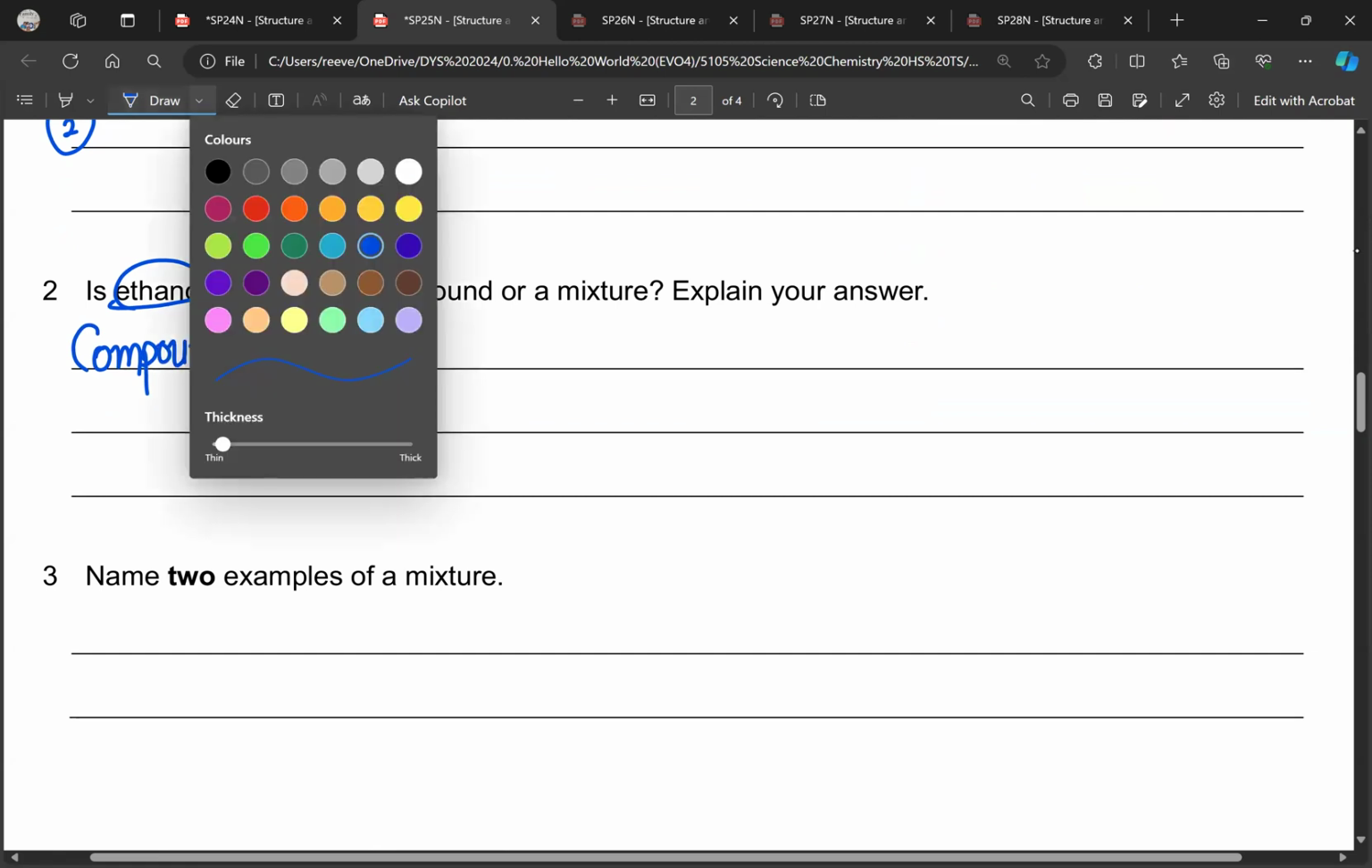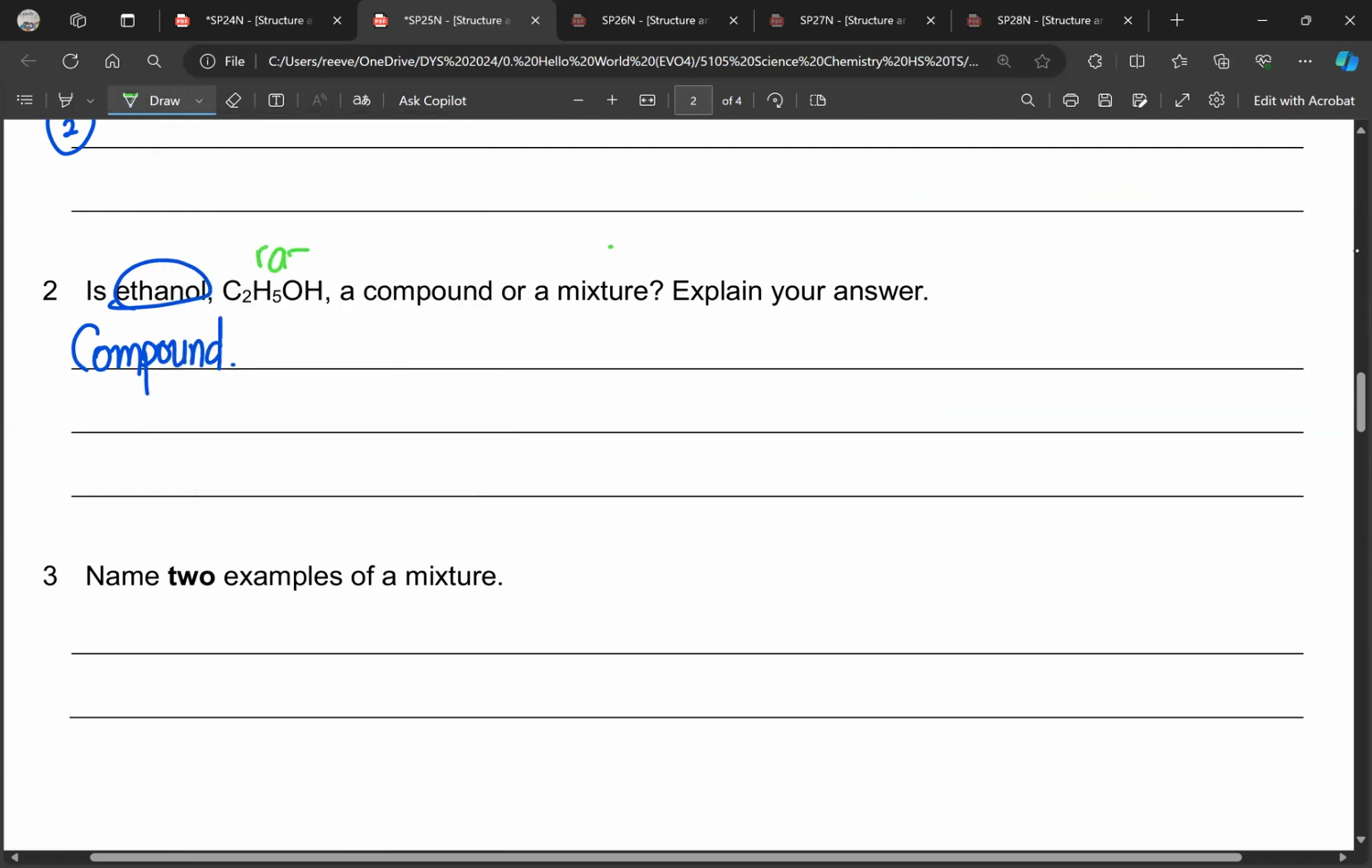The clue is the ratio is fixed. How do I know it's a fixed ratio? It's stated so clearly. C2 means 2 carbon, H5 means 5 hydrogen, followed by OH. It's fixed. It's not like C2H5OH can anyhow become C6H100O200. Don't have. So this is the formula. It's a fixed one. H2O is fixed. All these chemical formulas are fixed. So it is a compound because the ratio is fixed. But we don't use the word ratio here. We use the word composition.